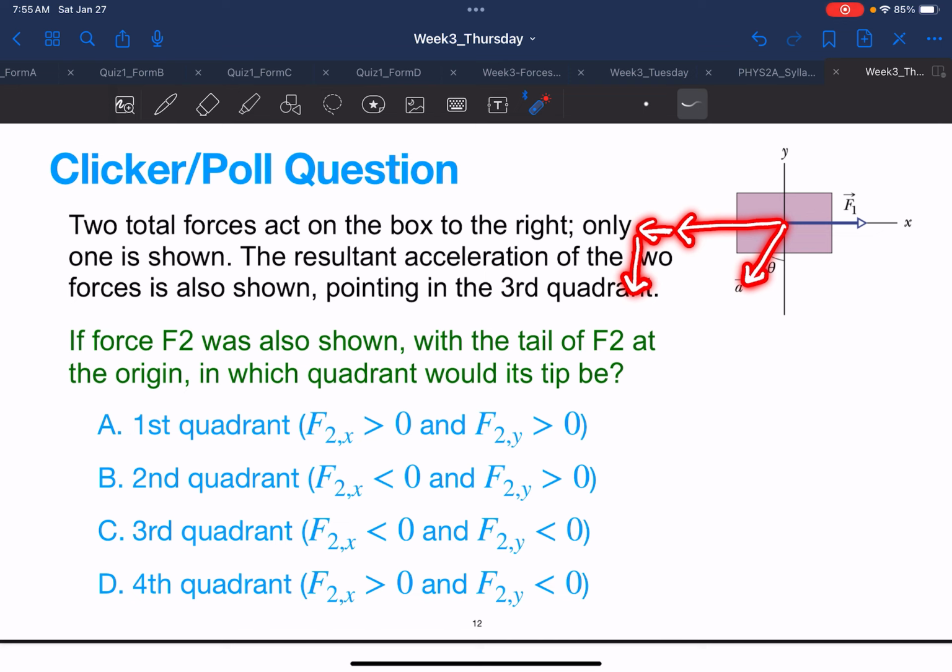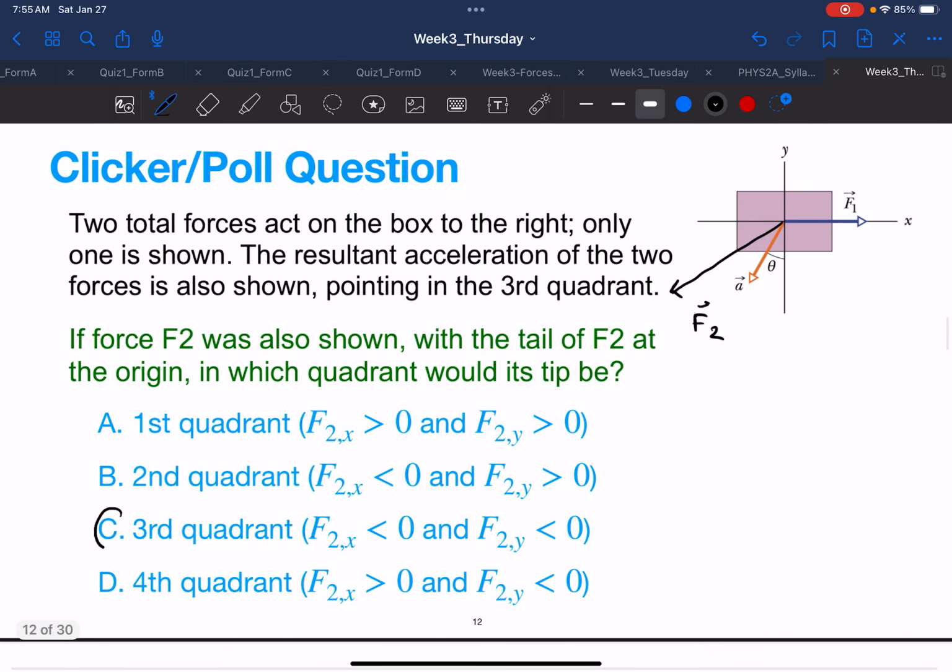So basically I know that my force needs to point somewhere in this third quadrant in order to pull this block down and to the left. So the only option that works out here is C.